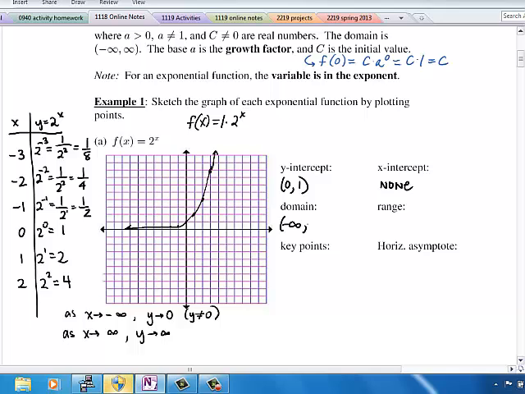The domain is all reals. It's going to stretch left and right without bound. The range would be as low as 0, or as close to 0 as we can get, but we're not going to ever hit 0.